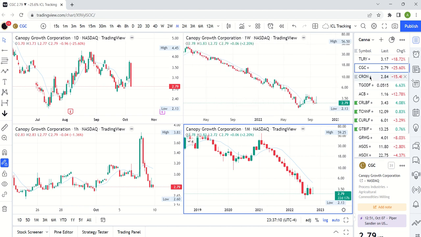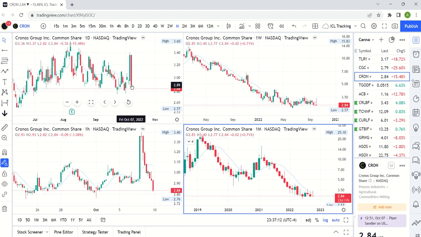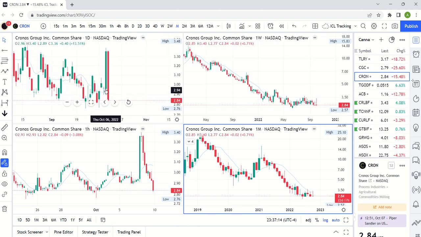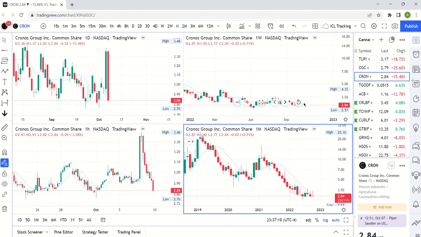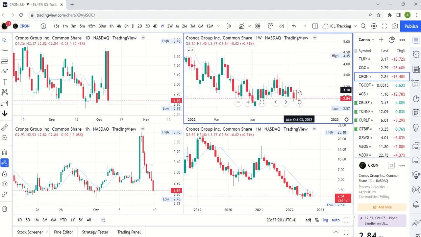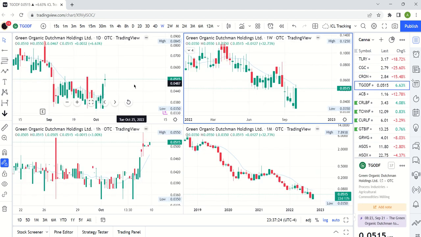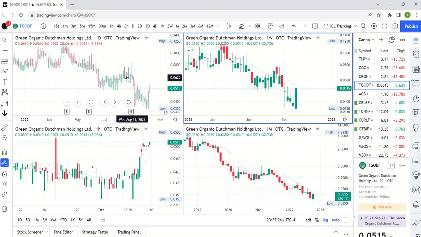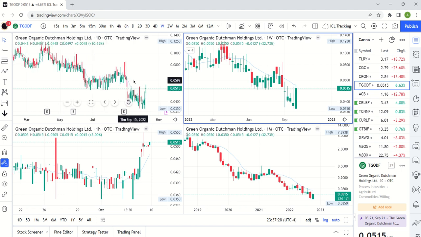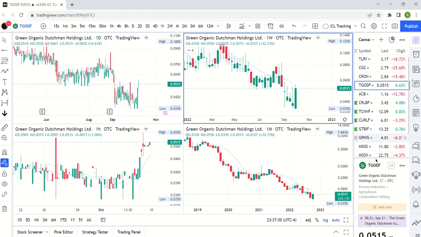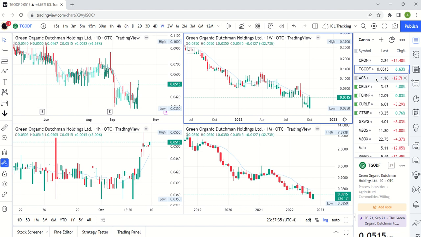So that's CCJ. Cronos, same thing. See, rejected. It made a new lower low, and in this case, the weekly candle already went red, right? Not wasting any time. In some cases, you could call these potential shorts. This is an OTC thing, so the candles look a little janky. What is this? The Green Organic Dutchman Holdings. We'll skip over this one.